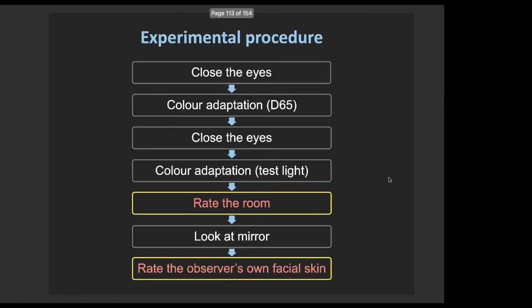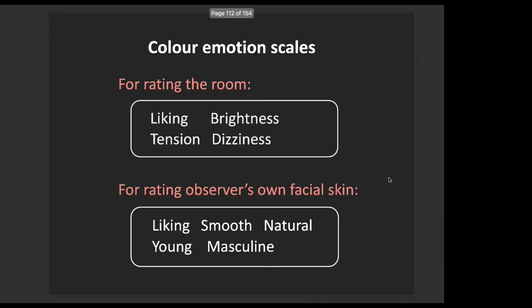Here are the scales we used in this study. This study investigates color immersion by rating the entire experimental room, and we also used it to rate the observer's face. The observers look at a mirror in the room. If the lights change, they will realize that their face changes as well.